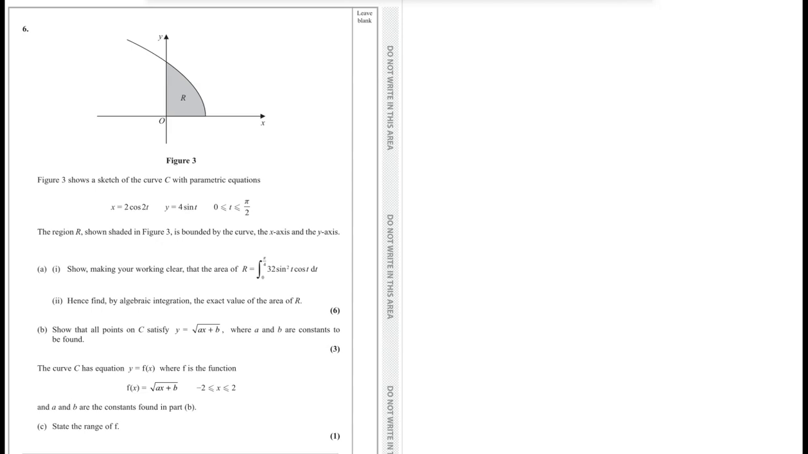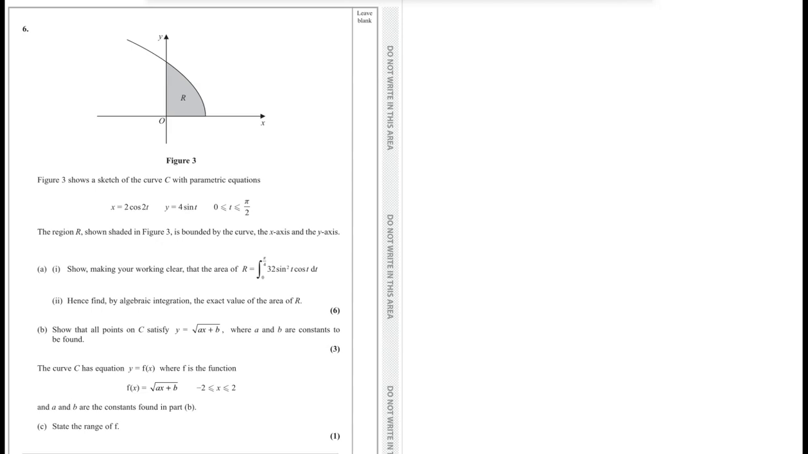On to part B. I'm going to show that all points on C satisfy y equals the square root of ax plus b, where a and b are constants to be found. Basically, we're going to find the Cartesian equation of the curve. Now, in this case, we can't do what we did in the second question, which was we just made t the subject and subbed that in.